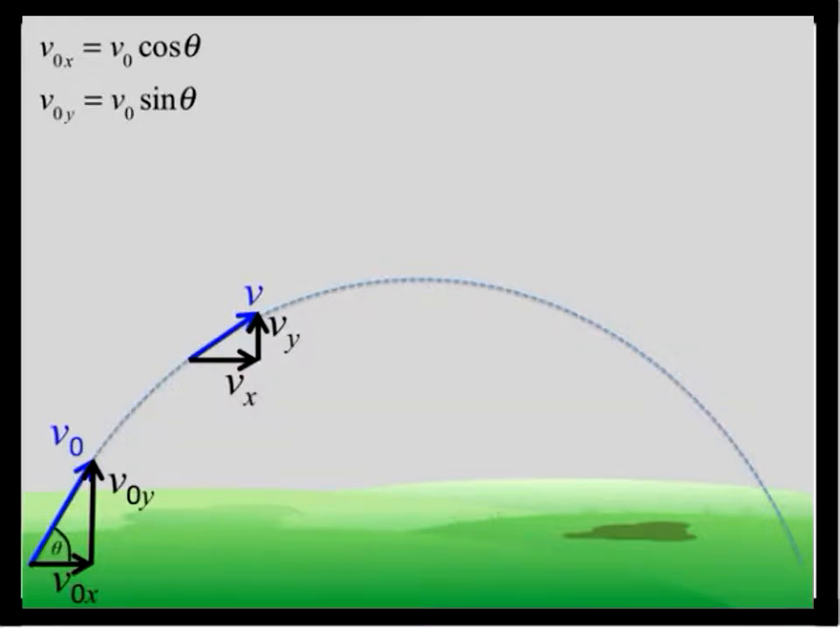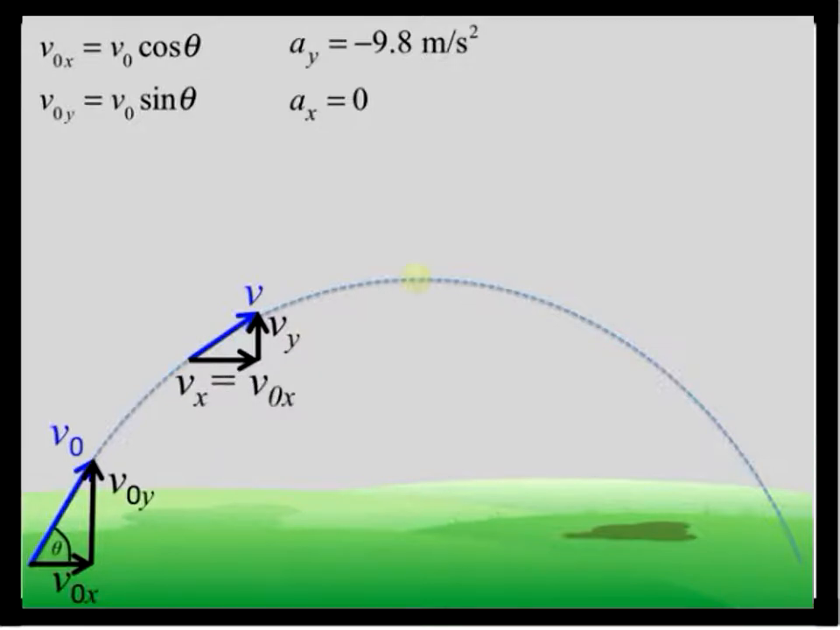Here is where we apply one of the most important characteristics of projectile motion, and that is the only acceleration of the ball is in the vertical direction, where a sub y is equal to minus g. There is no acceleration in the horizontal or x direction. Thus, a sub x is equal to 0. This means the x component of the ball's velocity doesn't change. It's constant and equal to the initial velocity in the x direction. Thus, v sub x is equal to v0 x.